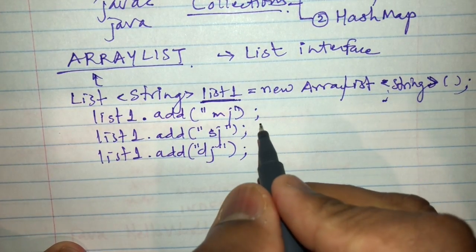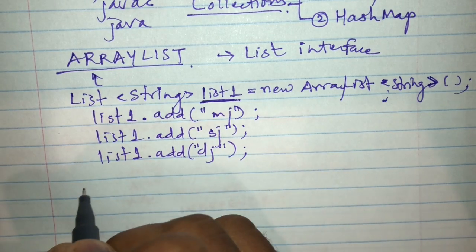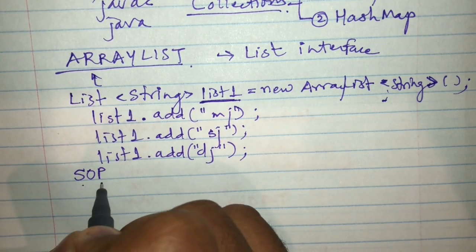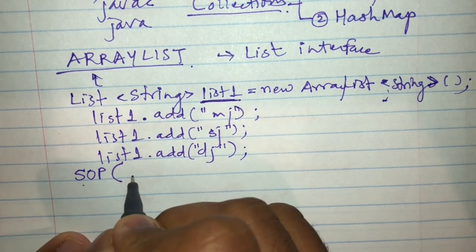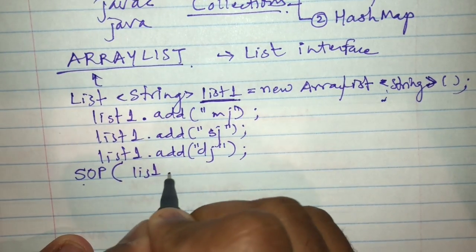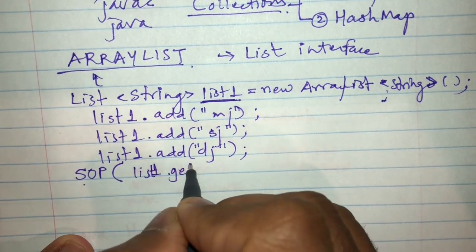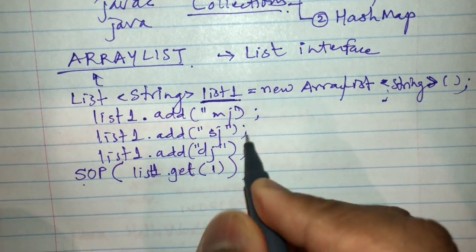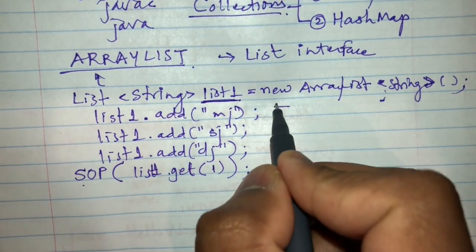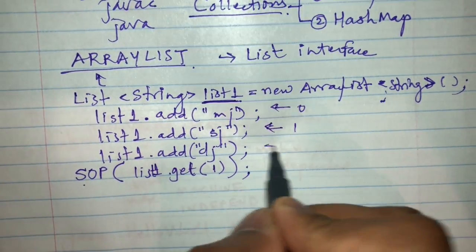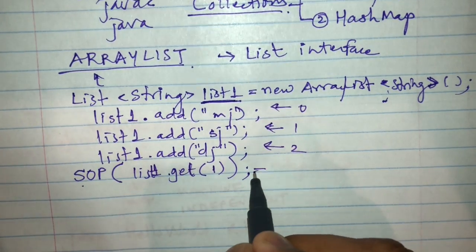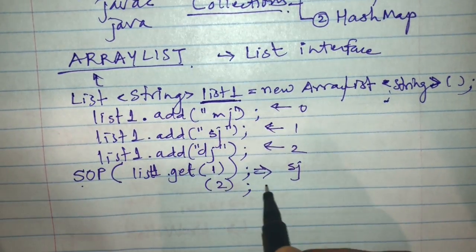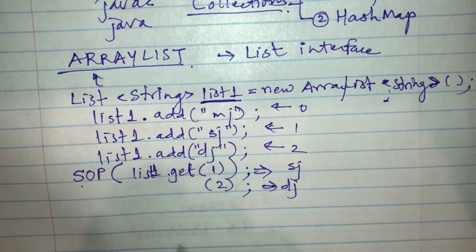Now the way you print, so now you have 3 elements in the list. If you want to get the element SJ, the way you do that is, I'm going to write SOP for System.out.println that we saw in the last video. I can just say list1.get of 1, because it is index based, so this will be index 0, this will be index 1, this will be index 2. So the output of this command will be SJ. Similarly, if you do get of 2, the output will be DJ, something like that.